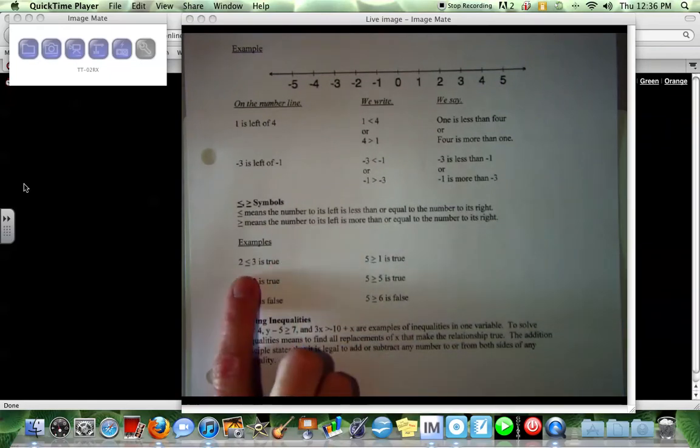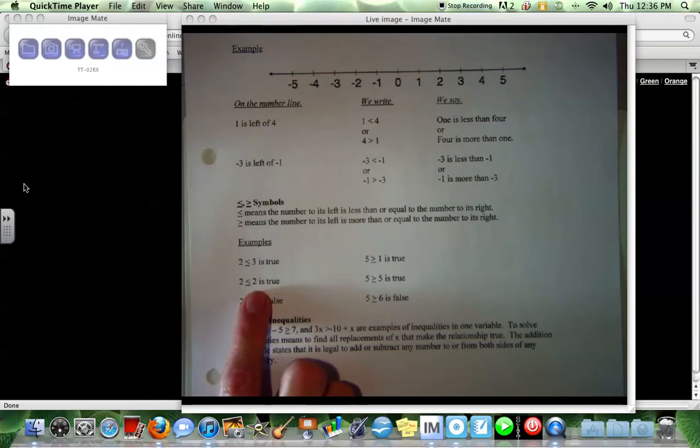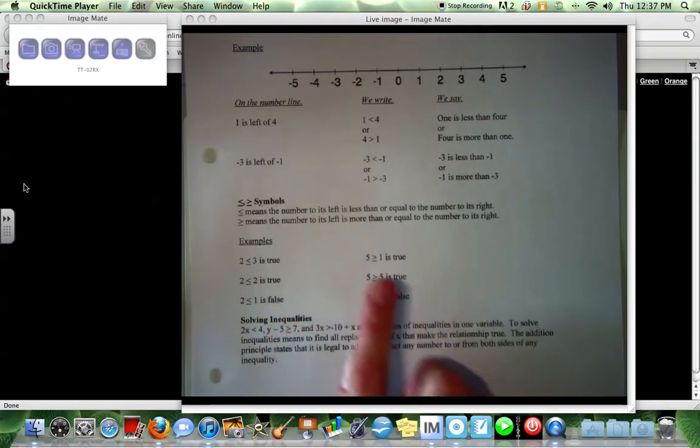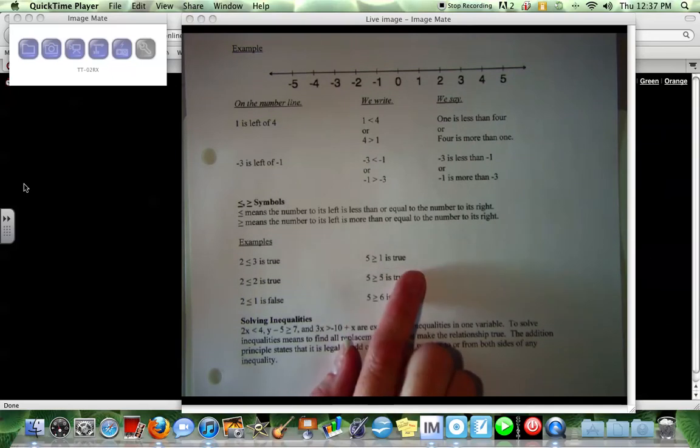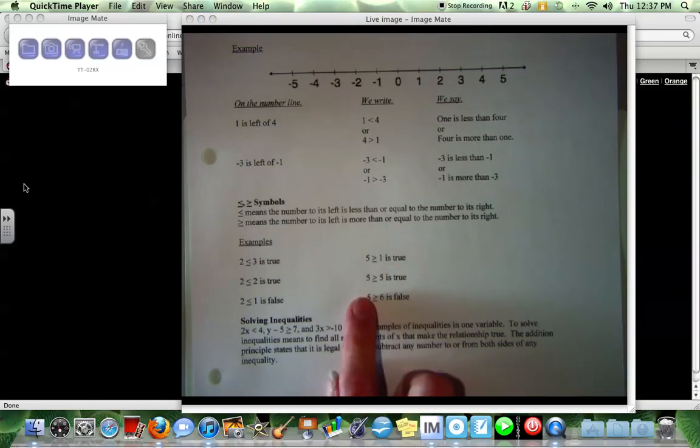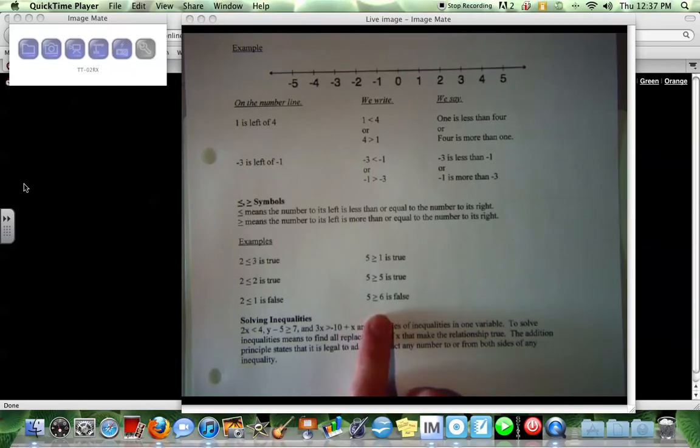Examples. 2 is less than or equal to 3 is true. 2 is less than or equal to 2 is true. 2 is less than or equal to 1 is false. 5 is greater than or equal to 1 is true. 5 is greater than or equal to 5 is true. And 5 is greater than or equal to 6 is false.